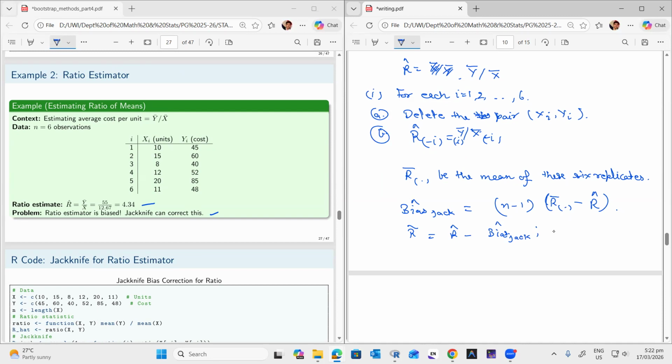Okay, and then we calculate the standard error of jackknife, that will be the square root of n minus 1 divided by n, summation over the range of i going from 1 to n, of R cap minus i minus R bar dot, whole square of this term. Okay, that will be your standard error of that one.